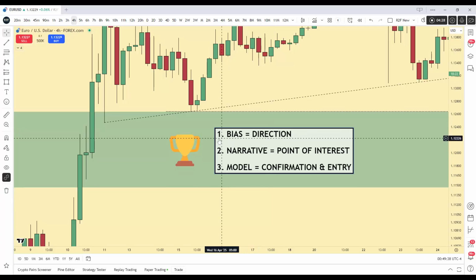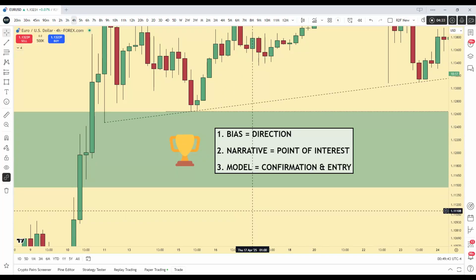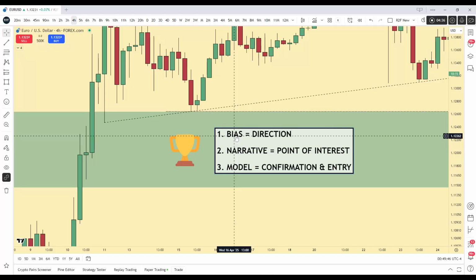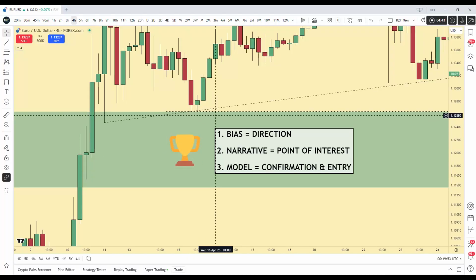Usually this three-step process comes from a top-down type of analysis most of the time. Your bias may not always have to be on a higher time frame. It could be, for example, for me, relative equal highs or lows, which I'll show you in a minute. And your narrative, usually on a multi-time frame basis as well, and your model a lot of the times on a lower time frame. So that allows you to catch a decent RR type of trade, right? Because you're getting in on a lower time frame.